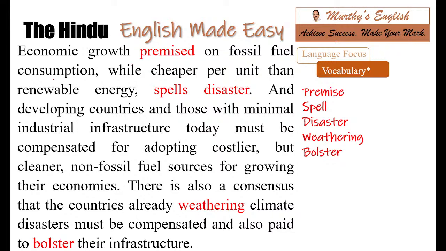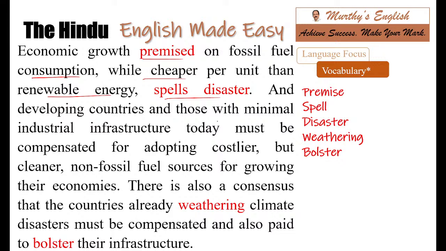Economic growth premised on fossil fuel consumption. The assumption that economic growth is based on, depends on fossil fuel consumption, while cheaper per unit than renewable energy. Why do countries prefer fossil fuels cheaper per unit than renewable energy? Renewable energy is expensive, spells disaster. Now the sentence says, the notion, the theory, the hypothesis that economic growth premised on fossil fuel consumption, while cheaper per unit than renewable energy, spells disaster. Thinking that it is cheaper per unit than renewable energy, and based on that, you can expect economic growth that will definitely spell disaster. Spell disaster means what? It is going to be catastrophic or make a tremendous negative impact on the planet Earth.